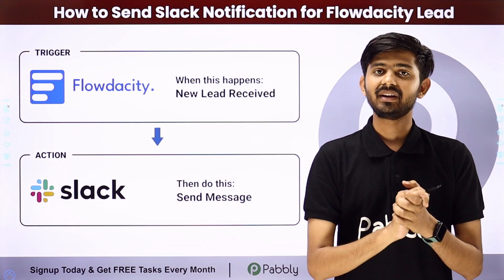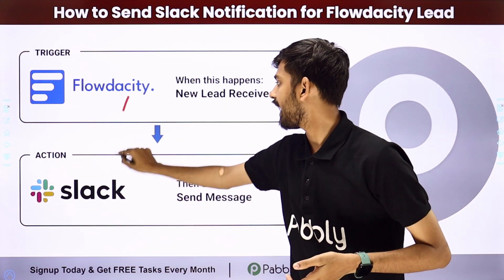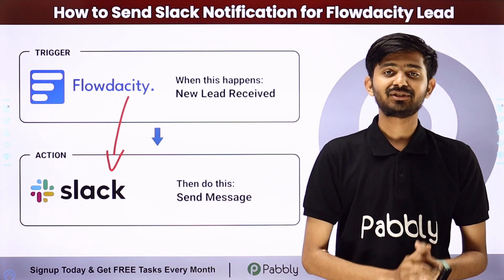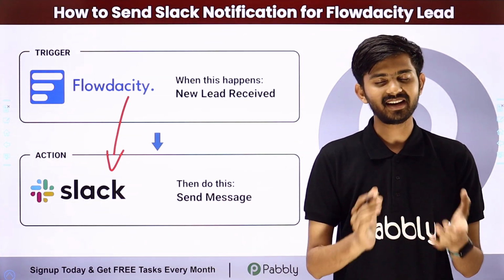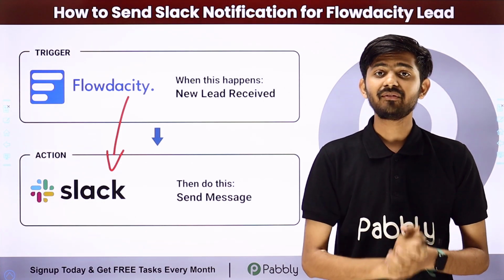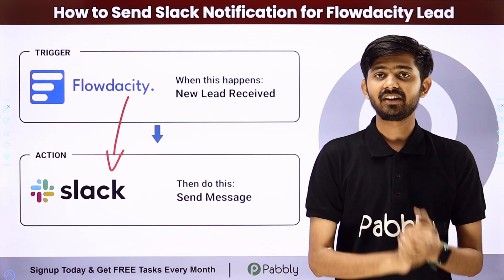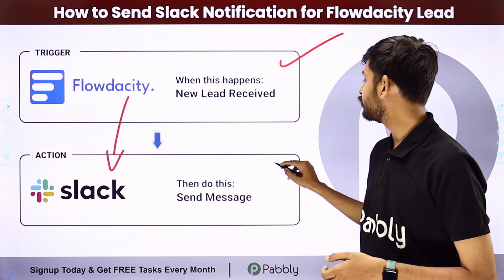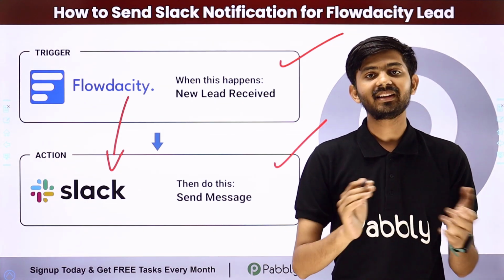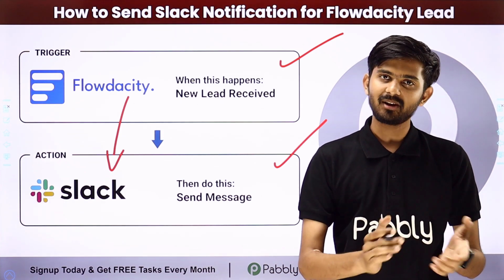So for that I have to build a simple connection between Flowdacity and Slack. So for building this connection, I'm going to use Pabbly Connect, which is an amazing software for automation and integration. In Pabbly Connect, I have to use trigger and action. In trigger application, I'm going to use Flowdacity. In action application, I'm going to use Slack. So how I'm going to build this connection? For that, let me take you to my computer screen.